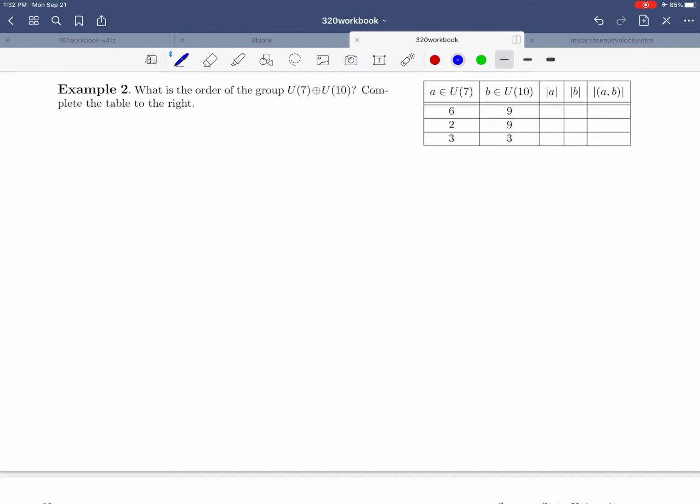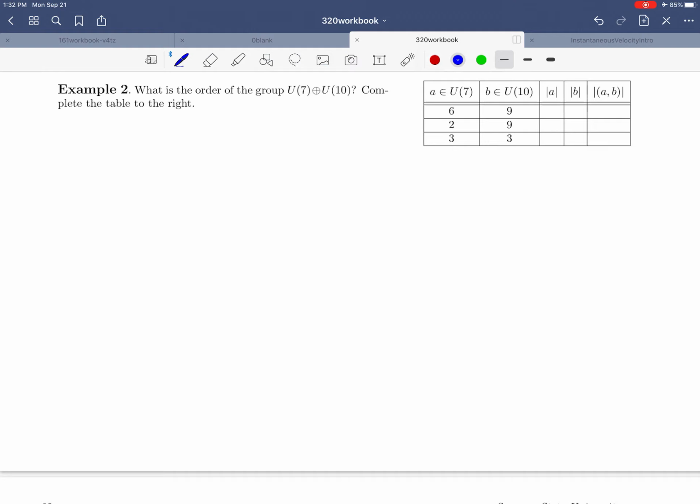So in example 2, we would like to find out what the order of the group U7 plus U10 is. And this is just the first question we are asking ourselves, and we always want to generalize. So we are looking at a specific example, but we would like to generalize. Can we relate the order of U7 plus U10 to the order of U7 and the order of U10? How does this work? Can we generalize this to the order of G1 plus G2 in general?